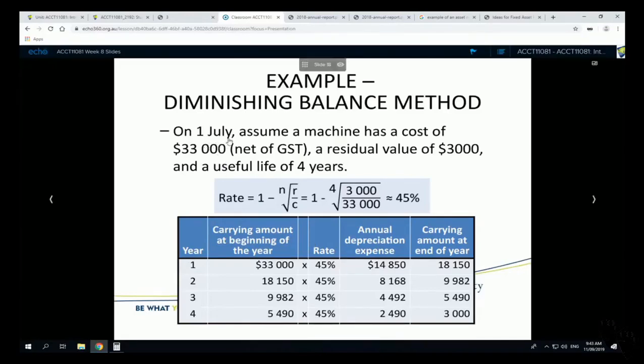So again, on 1st of July, right at the beginning of the financial year, to make it nice and easy, assume that the machine has a cost of $33,000 net of GST, a residual value, what we think we can sell it for, of $3,000, and a useful life of 4 years.